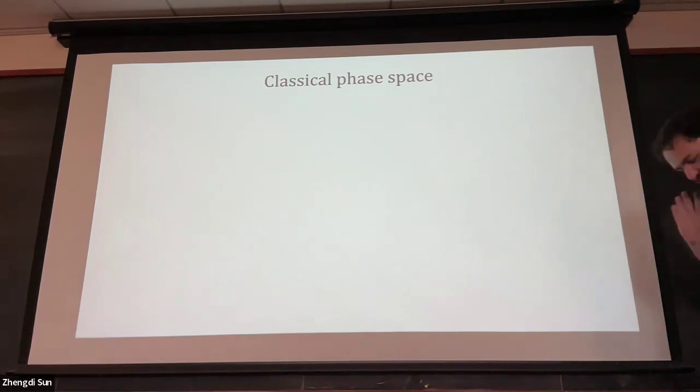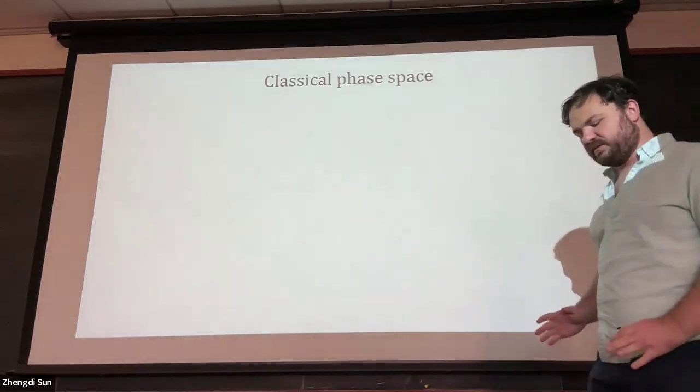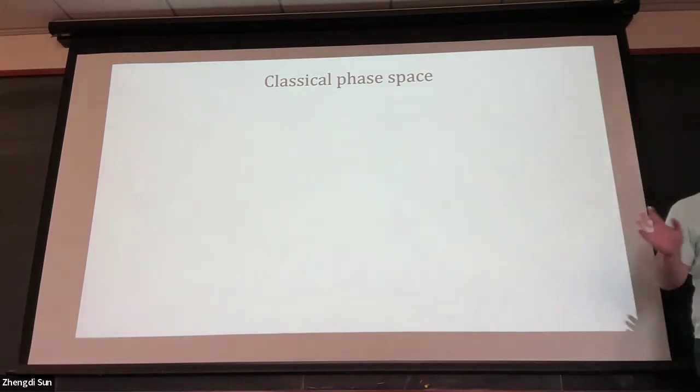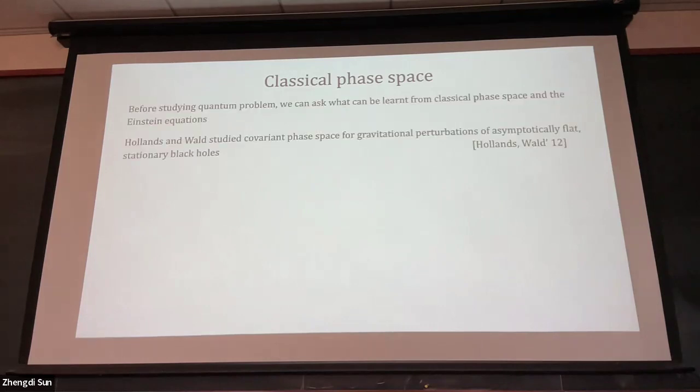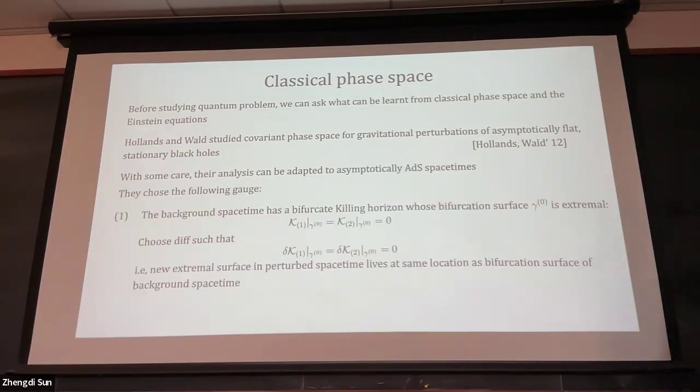So before we study the full quantum problem, which is hard, let's just say, what can we learn from classical phase space? So I'm not going to quantize anything yet. Just treat this metric classically and see what classical phase space can teach us. So Hollands and Wald studied this problem. They studied covariant phase space for gravitational perturbations around stationary black holes in asymptotically flat spacetimes. And you can generalize that to asymptotically AdS, which is what we need for today.